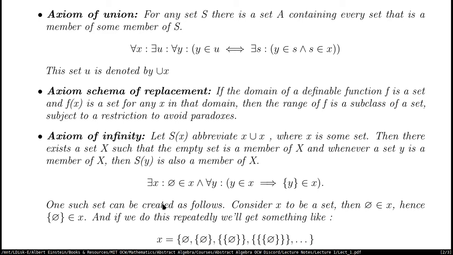So then you have the axiom schema of replacement. This is also kind of a tricky one. This one says that if the domain of a definable function f is a set, and f of x is a set for any x in that domain, then the range of f, the image of f, is a subclass of a set, which is subject to restriction. This is tricky because we haven't yet got to functions, so we don't know how to actually think about functions, right?